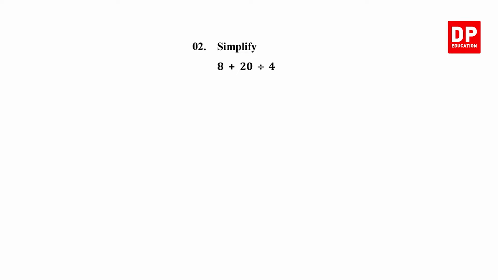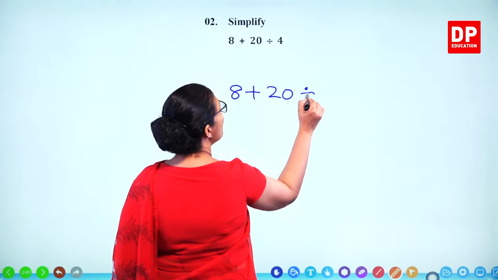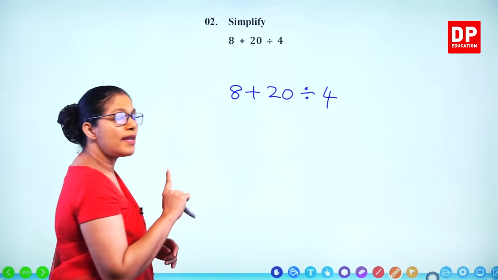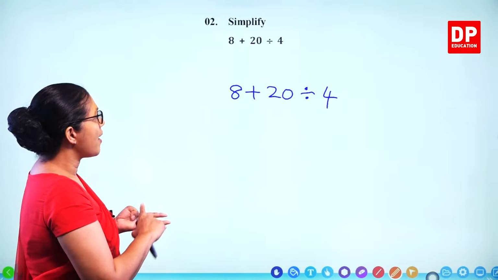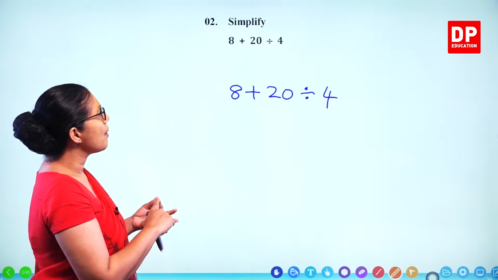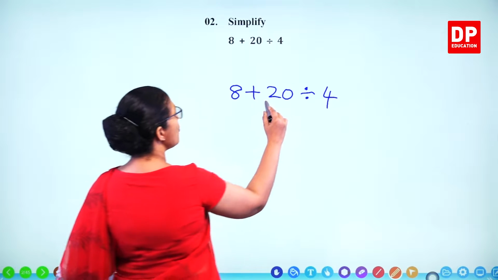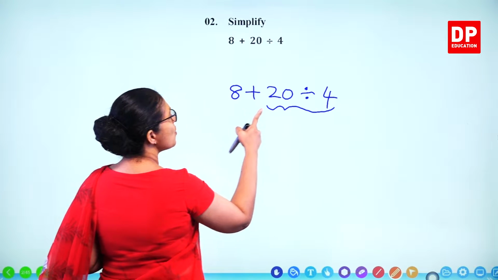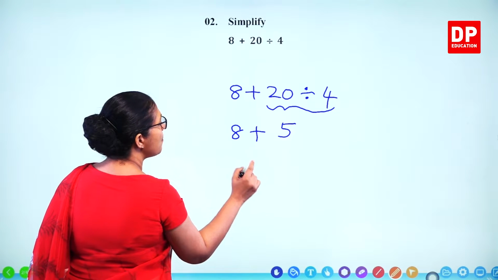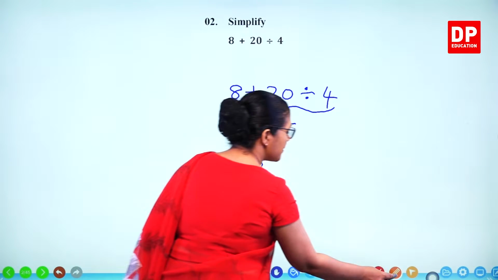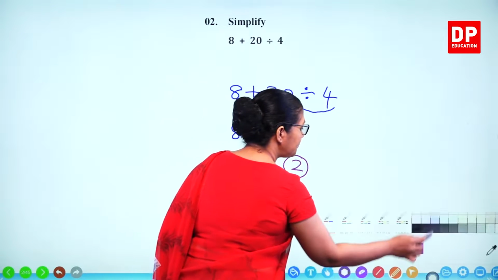Question number 2, simplify. When you get a sum like this, you have to follow BODMAS from left to right. Order of operation is important: brackets, order, multiplication or division, and then addition or subtraction. So you have to do division first. 20 divided by 4 is 5. Now you can do addition. 8 plus 5, 13. 2 marks.